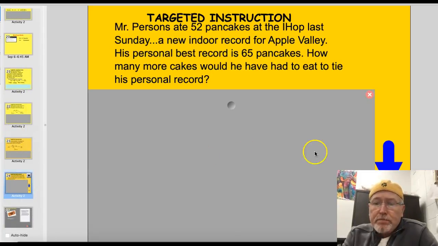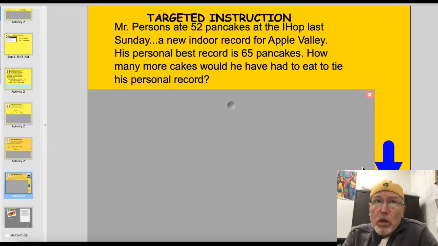All right, here's another one. Mr. Persons ate 52 pancakes at the IHOP last Sunday. A new indoor record for Apple Valley. His personal best is 65 pancakes. How many more pancakes would he have had to eat to tie his personal record? Go ahead and see if you can solve it.